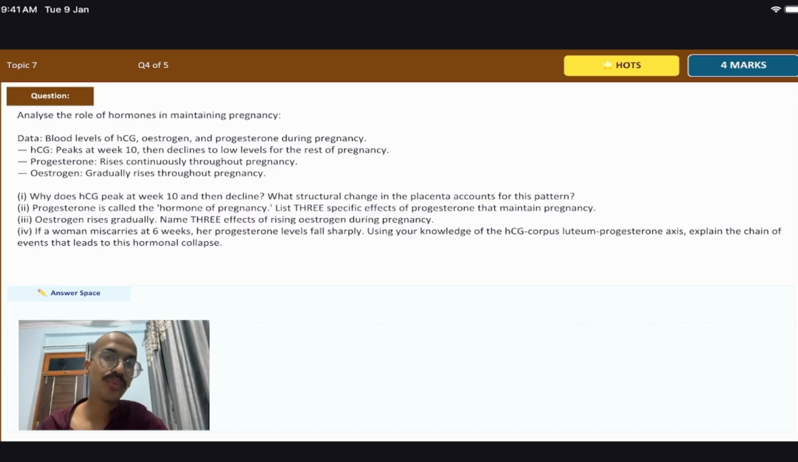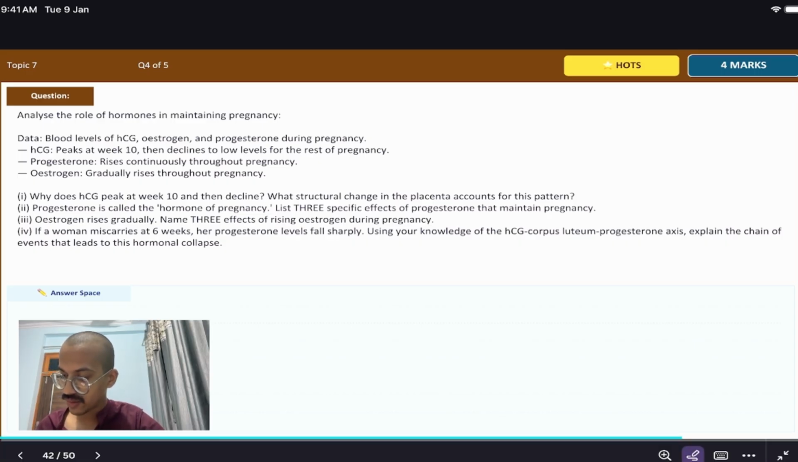Because at the 10th week, it has to stimulate the corpus luteum enough so that it keeps on producing progesterone and estrogen, so that it can sustain the endometrium lining. Progesterone is called the hormone of pregnancy. List 3 specific effects of progesterone that maintain the pregnancy. Endometrium lining is the main important thing.